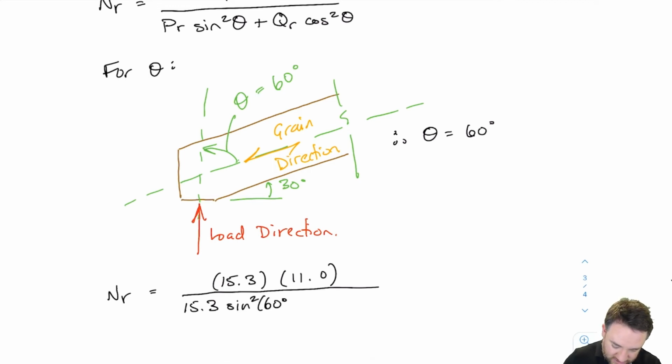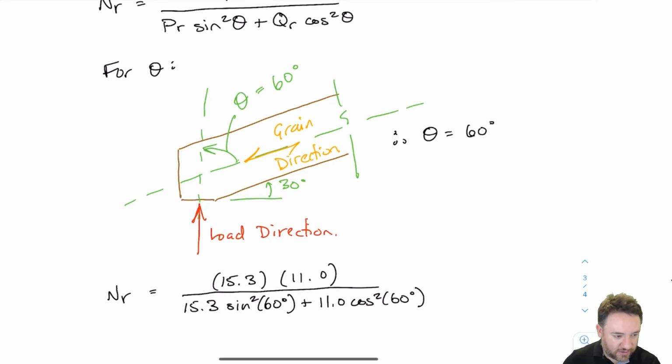So sine squared 60 plus 11.0 times cos squared 60. We recall to make sure that our calculators are set to degrees if we're doing this in degrees. And you know that sine squared 60 is just sine 60 squared. And we get 11.8 kilonewtons, which as you can see is kind of part way between 11 and 15.3, but it's closer to 11.